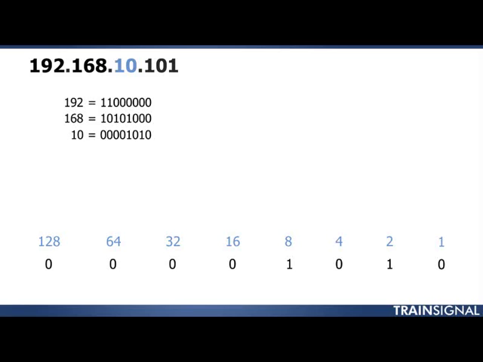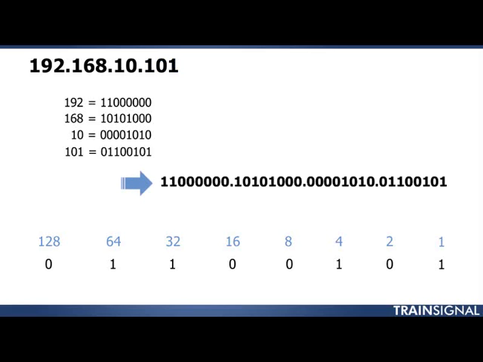Well, here, when we're talking about octets, it's a literal 8-bit number where 10 is going to be converted to just simply 1010. You have to add the preceding zeros to make it an 8-bit binary number. And we take that 101 and convert it into 01100101. And you put it all together, and what do you get? This big, long, 32-bit binary IP address.